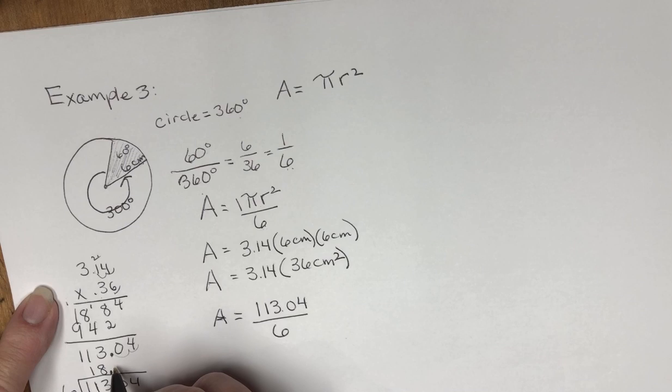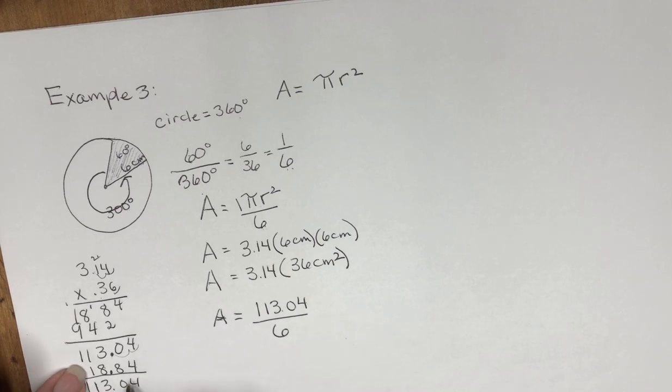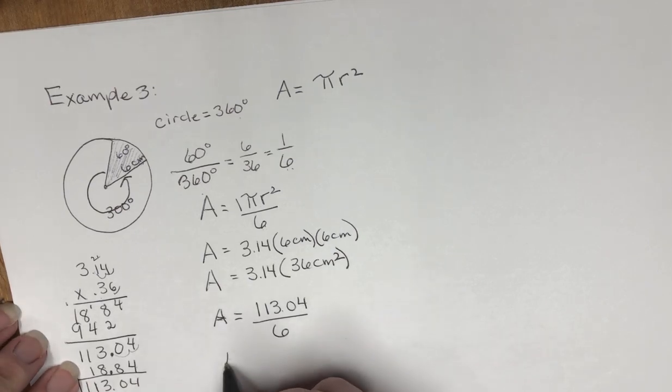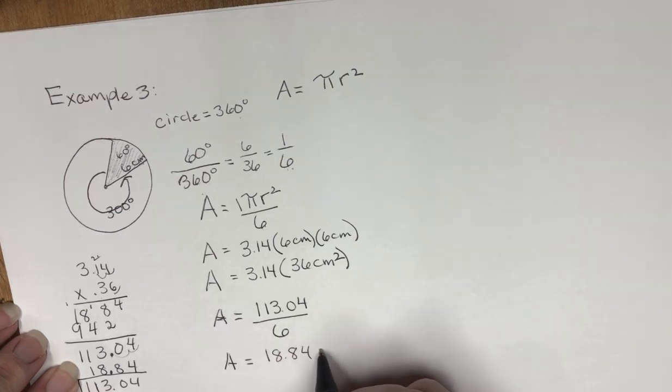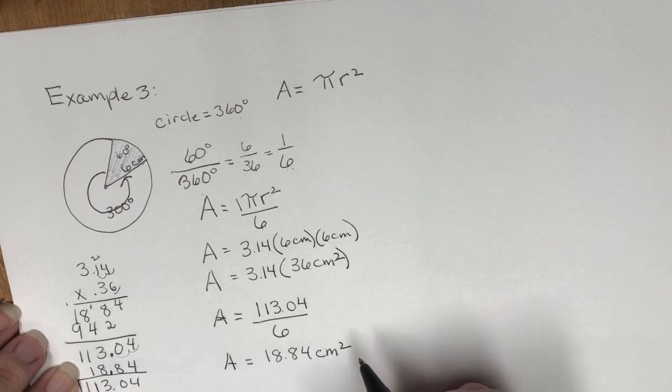6 goes into 50 8 times. 8 times 6 is 48. Subtract, I have 2. Oh, this is going to turn out nice and even. 6 goes into 24 4 times. 6 times 4 is 24. And we made it. So now, what I have here, the area is going to equal 18.84 centimeters squared. And that is correct.